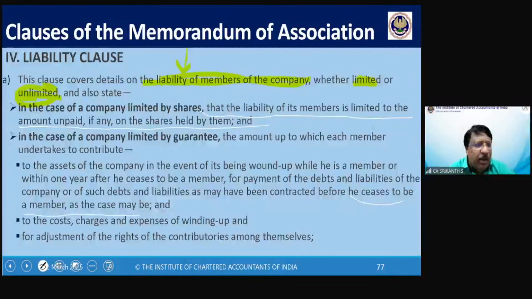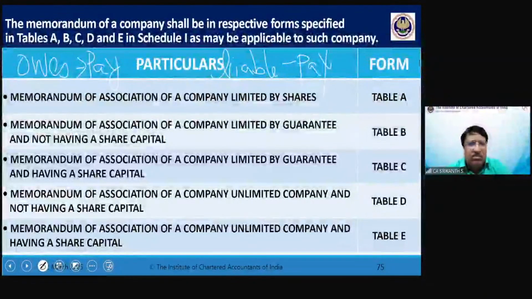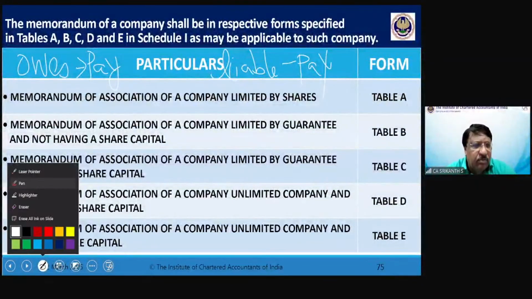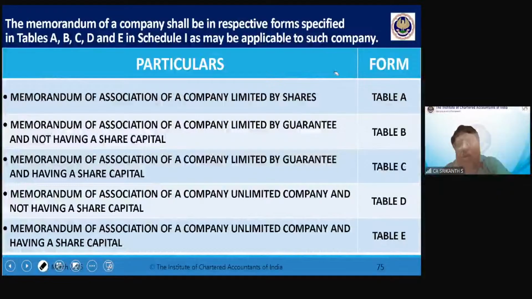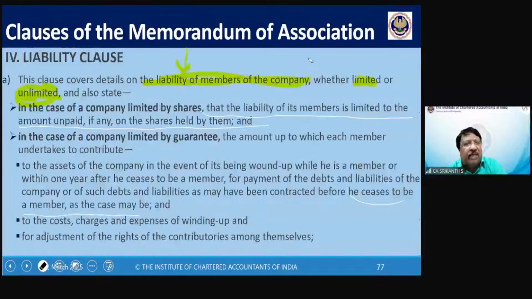Okay. Company limited by shares. Of course, you have unlimited companies also. Again, I repeat, company will have to pay as much as it owes. Company pays as much as it owes. Shareholders or members are liable only up to the amount, if any, unpaid or the amount agreed to be paid.